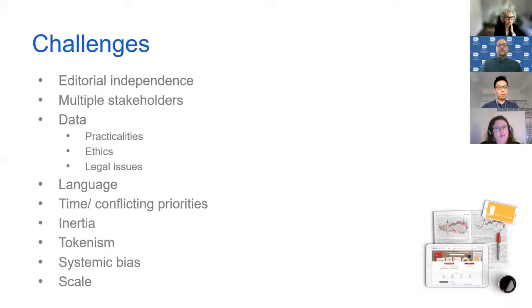Language. English is often regarded as the lingua franca of scholarship, but this presents major challenges to diversity and is something that many publishers and journal editors are really struggling with, and there are not easy answers there.